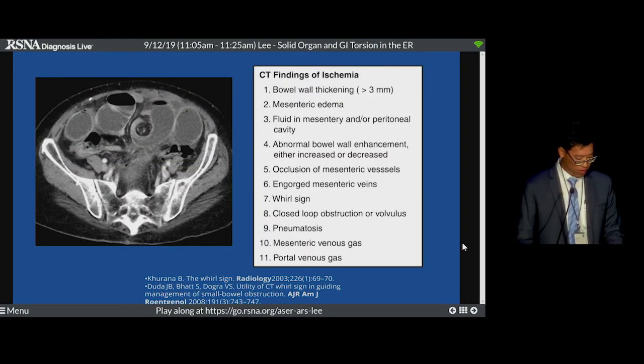That same article has an additional chart that outlines the findings that may suggest ischemia. And as you can see, the Whirl sign is an independent CT finding that's associated with ischemia. And Duda et al. showed that when the Whirl sign was present, it was approximately 25 times more likely to have small bowel obstruction requiring surgery when compared to those with obstruction without the Whirl sign.